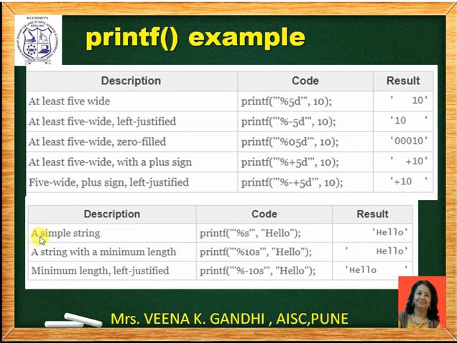Now for printing a string you can use printf with the %s specifier. So %s for printing the string, so hello will be printed here. By default it's right justified. Now a string with minimum length. We are telling that the minimum length of the string is 10. If the string is shorter than the specified width, then blanks will be added in front of the string. Then %-10s means left justified, width is 10 and the minus tells the left justification. So hello will be printed and after that spaces will be added.